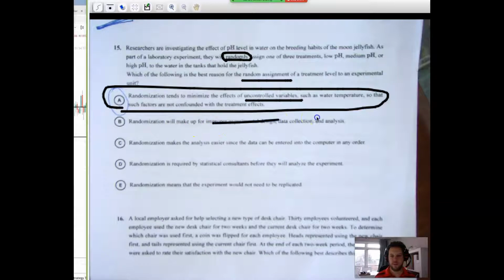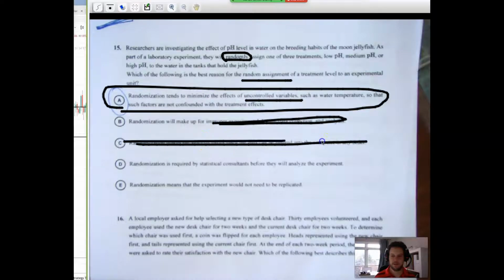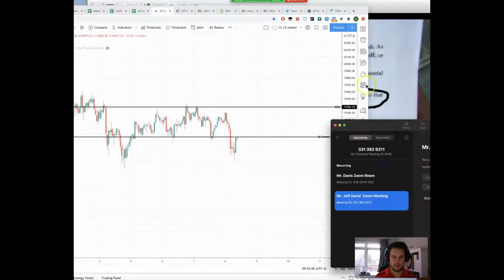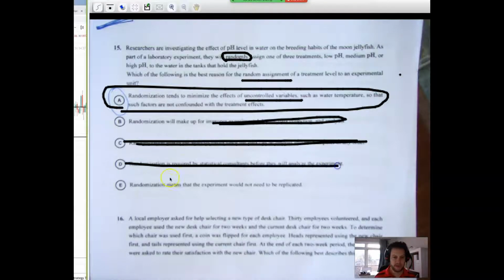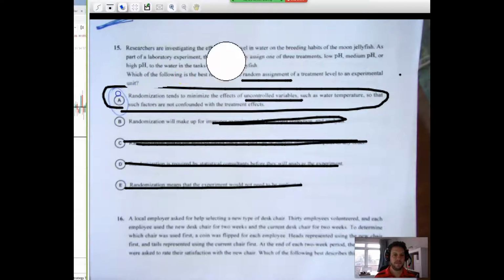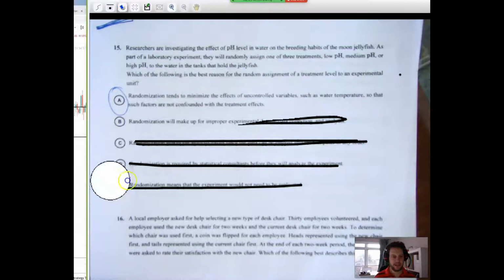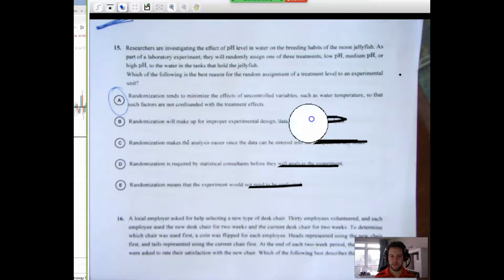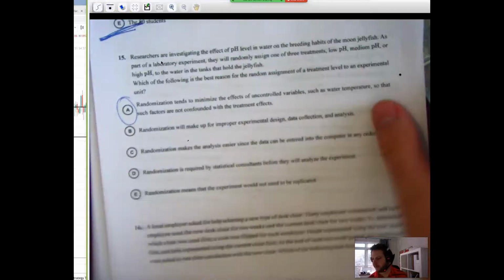Randomization will not make up for a poor experimental design. That doesn't work. Randomization makes analysis easier because the data can be entered in any order. That doesn't make a difference; even if the data's in, you can sort it. A statistical consultant will take your money no matter what. So that's no good. And randomization wouldn't need to be replicated. Those are all reasons for bad answers. I'm not going to talk through all the bad answers all the time because otherwise the video gets too long, but I thought that was a worthy one.